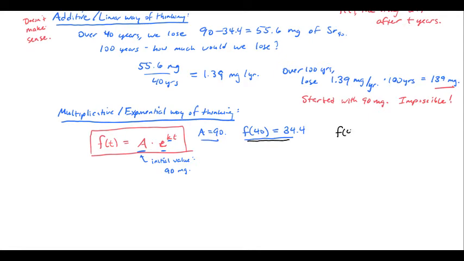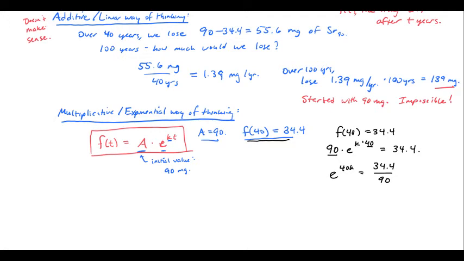So I have f(40) = 34.4, and substituting the formula that gives me f(40), I get 90 times e^(k·t), where t is 40, equal to 34.4. This is because t is 40, and this is because A is 90. All right, so what do we know? We know that e^(40k) has to be equal to 34.4 divided by 90. I'm just dividing both sides of my equation by 90.